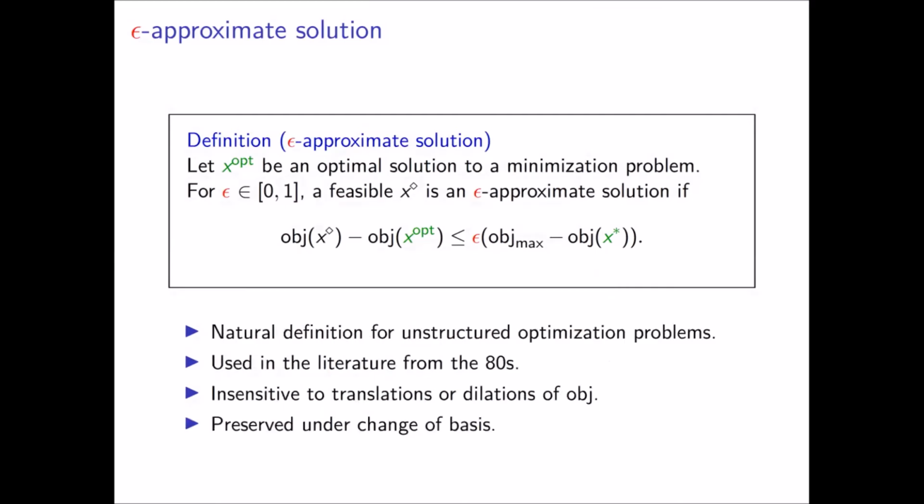Our definition of approximation is natural for unstructured optimization problems, and it has been used in several other works. In particular, it has a number of useful properties that are needed when we talk about unstructured optimization problems. For example, it is insensitive to translations or dilations of the objective function, and it is preserved under affine linear transformation of the problem.